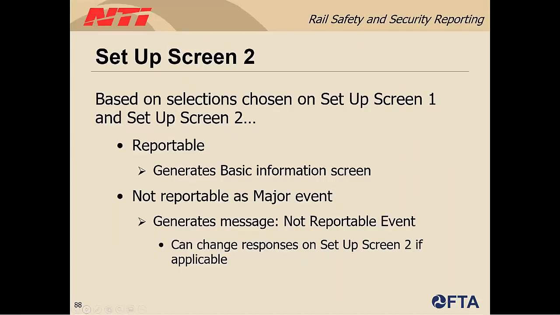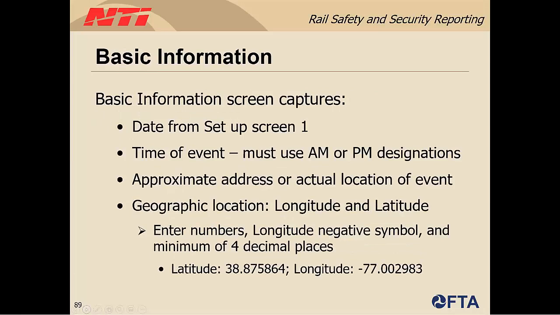Okay, so as I mentioned earlier, based on the selections that you've made, the event is either going to generate the basic information screen, or it's going to tell you it's not reportable. Assuming it is reportable, the next screen you see is the basic information screen. It displays the date that you already selected back on screen 1, and it requests the time. When you're entering the time, be sure to use your AM and PM designations, even if you're using the 24-hour or military clock format. I know it sounds odd, but if you put in 1300, you still have to put in 1300 PM. We're working to change that, but that's the way it functions right now.